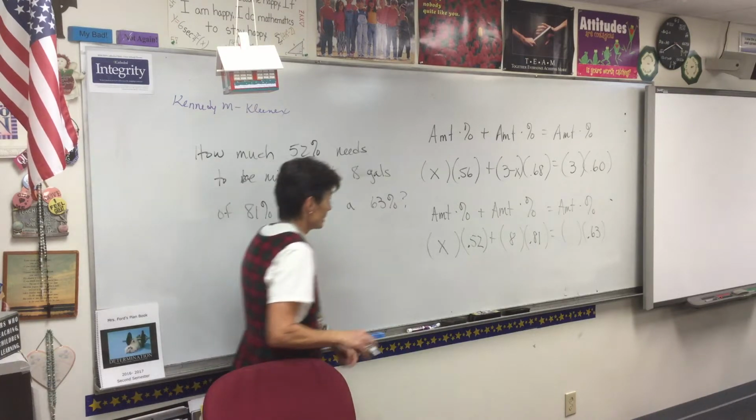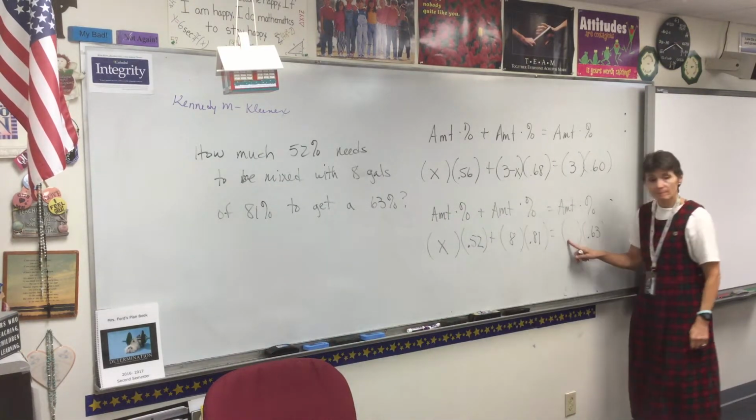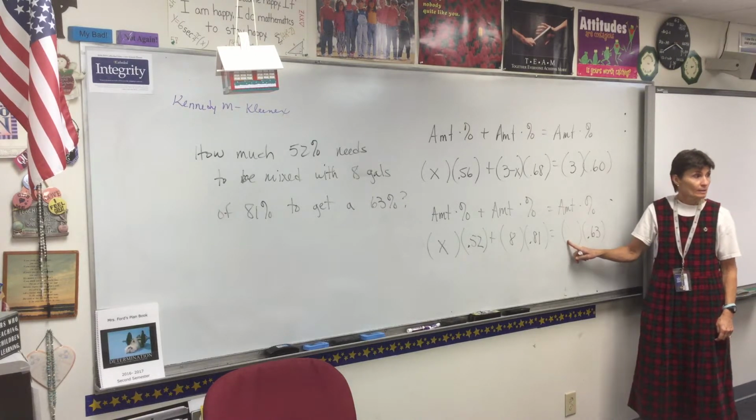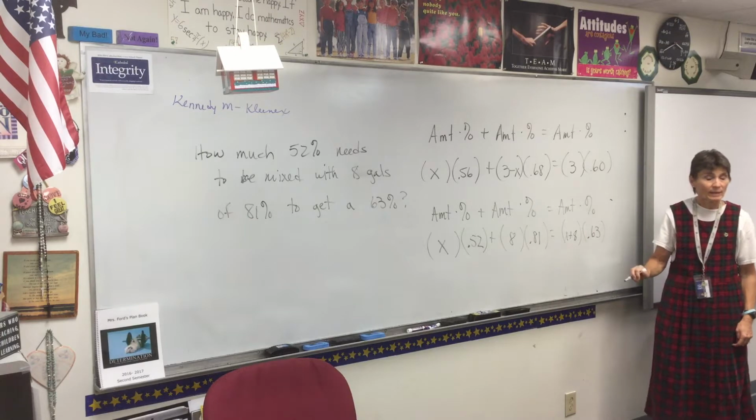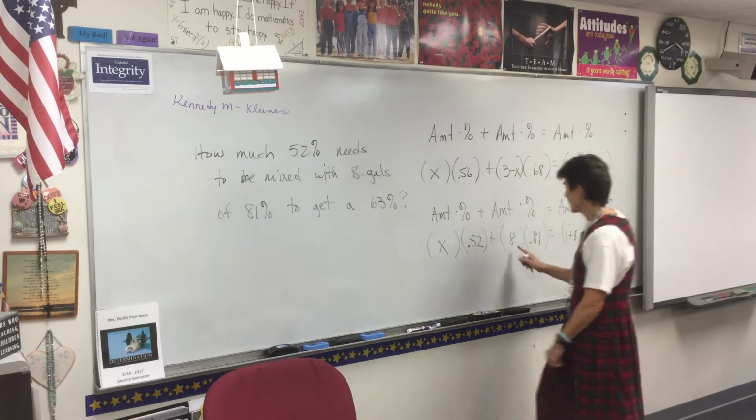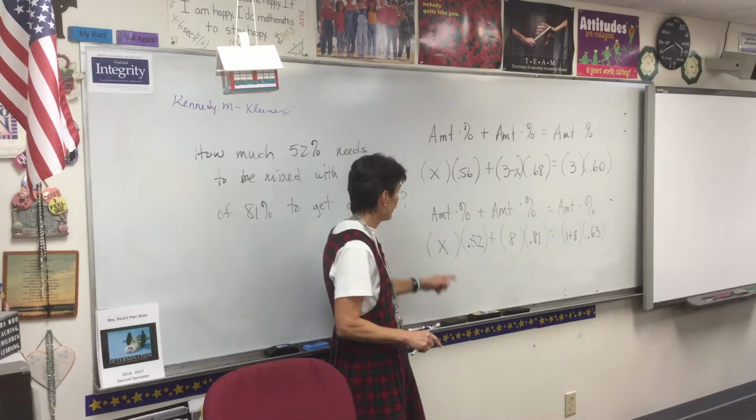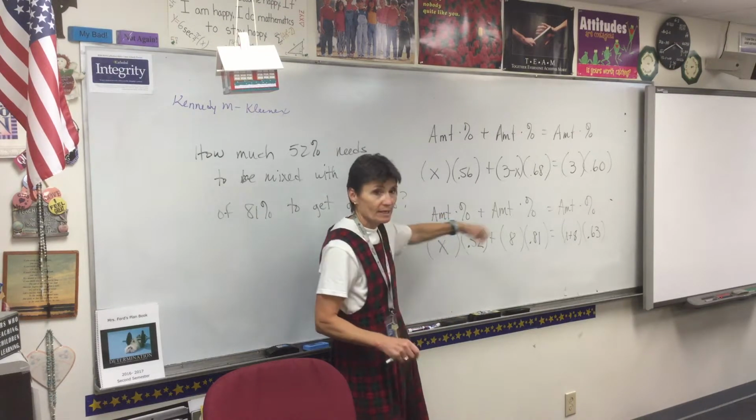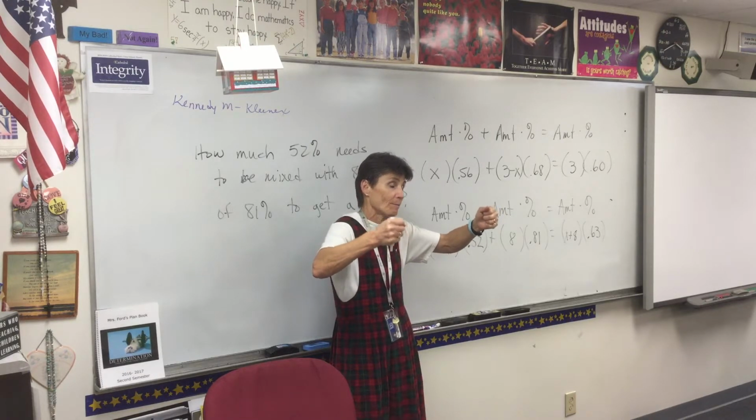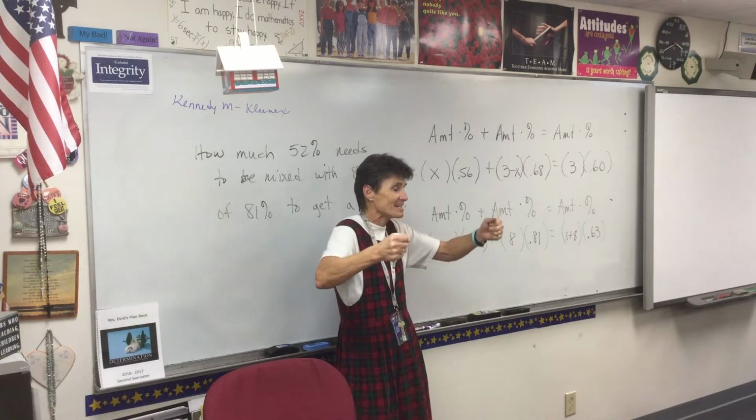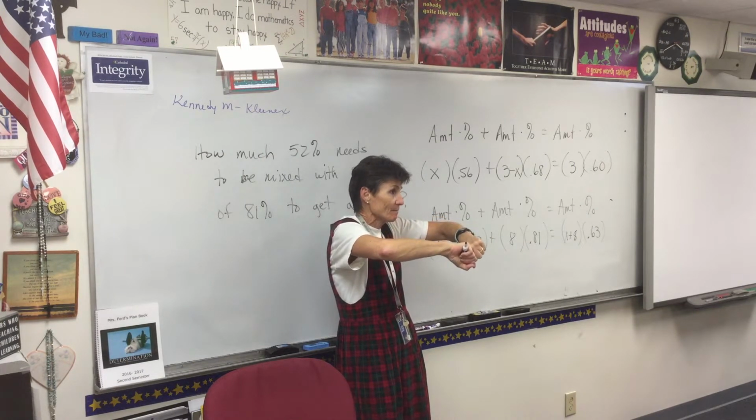So what would that be? 8 plus 0.81. What's this going to be over here? X plus 8. Not X plus 0.81. 0.81 is a percentage. It's X plus 8. It's the amount. It's the total amount. The amount in this picture is X. The amount in this picture is 8. They are going together to make 8 plus X.